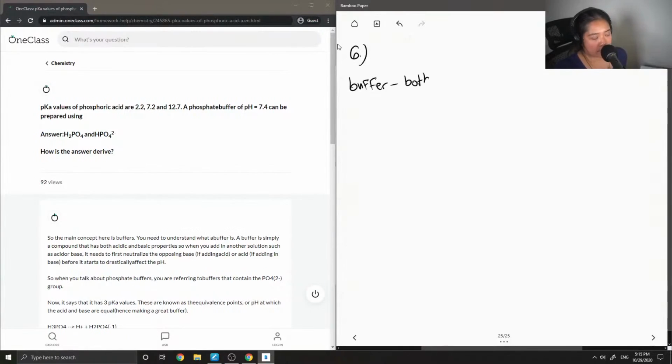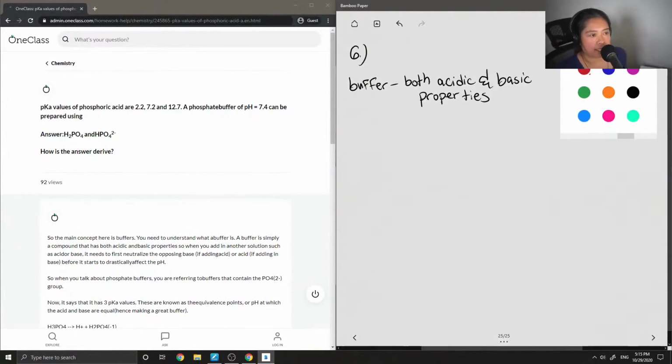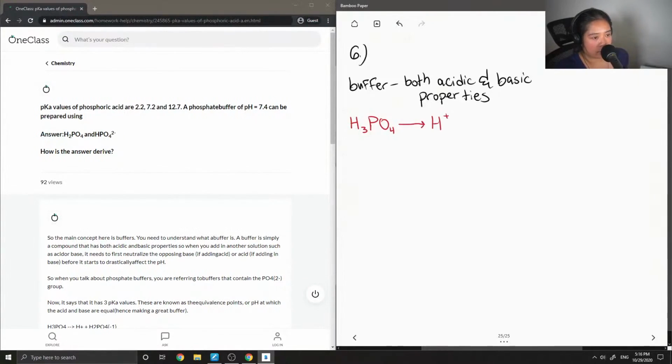is that it has both acidic and basic properties. So they give us the pKa values for phosphoric acid. Let me write out phosphoric acid, and I'll show how it first dissociates into a proton plus H2PO4 minus. The pKa for this reaction is equal to 2.2, and you'll notice that this means it's very acidic. So it's very likely for the phosphoric acid to donate one of its protons.